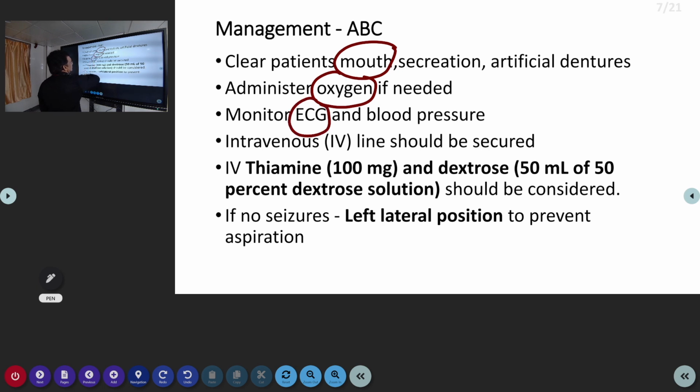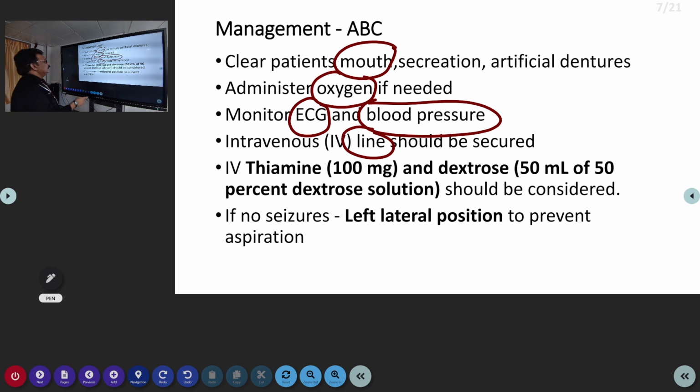Continuous ECG monitoring is very important. BP should be monitored. Some patients can have high BP during seizure episodes. IV line access should be secured here. Patients who have a history of alcohol, or a very emaciated patient, you will have to give thiamine. Thiamine is a very important vitamin deficiency of which can produce Wernicke's encephalopathy, Korsakoff psychosis, all these things. It can also produce seizure. So, thiamine can be given, and dextrose also can be given in patients who have hypoglycemia.